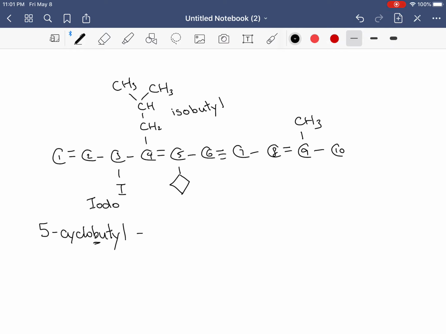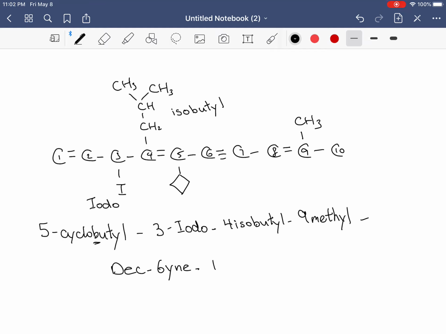So, iodo first. Okay. Then isobutyl. Then methyl. All right. And then we have dec. Within this dec, where's the triple bond? Number 6, so 6-9. Where's the double bond? Well, number 1, number 4, number 8, 3 of them, huh? Triene. So, hopefully you guys are comfortable with that. And that's exactly what you guys got.